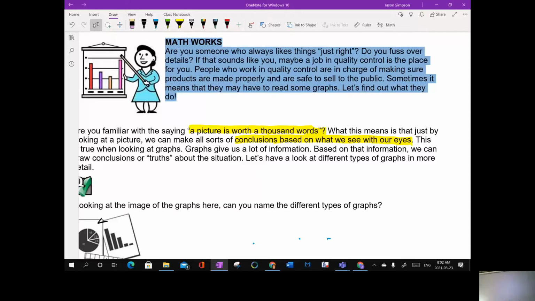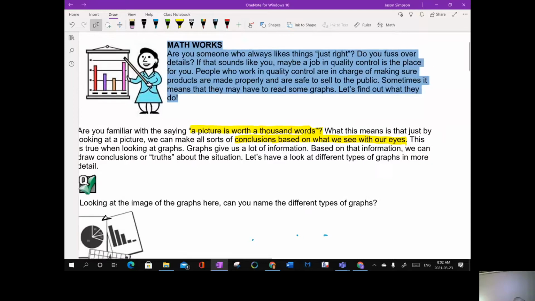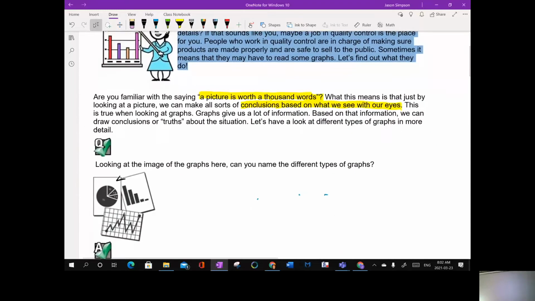Sometimes, when you're that person, you're going to have graphs to help us make sense of what's actually happening in the workplace. They collect a bunch of numbers and then use those numbers to give themselves a visual representation of what's actually happening. Okay? Now, graphs are amazing.